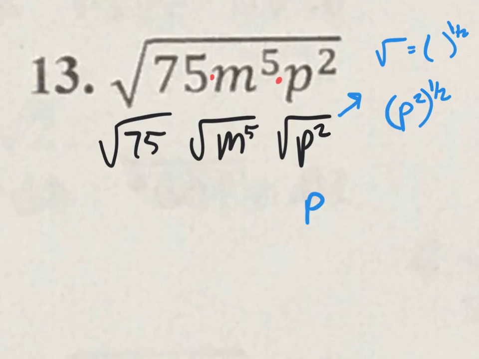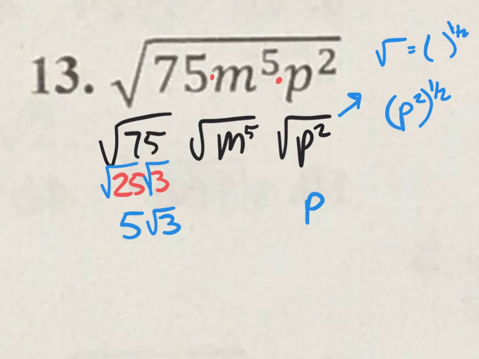Now, which one would you like to do next? The 75 or the m to the 5th? 75. Okay, 75 is not a perfect square number. You want to rewrite it with multiplication to get a perfect square number. So there's 3 quarters in 75 cents. So that's really 25 times 3. So you split the root, and now you can do the square root of 25, and you'll get 5 square root of 3.